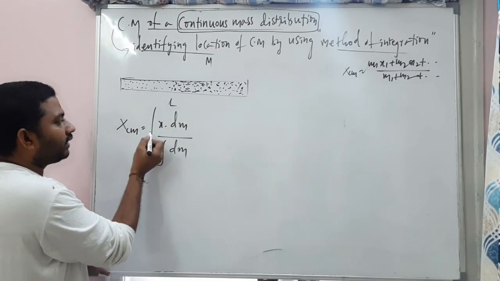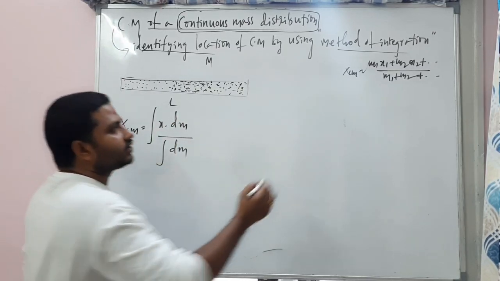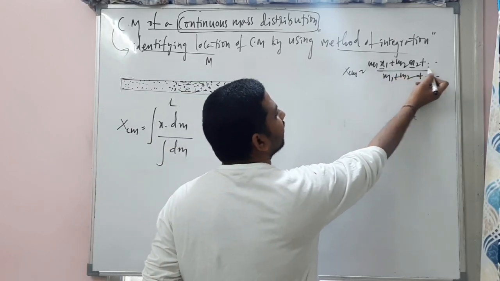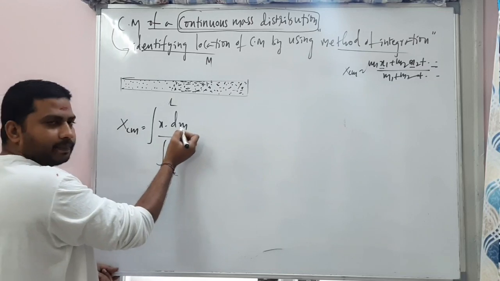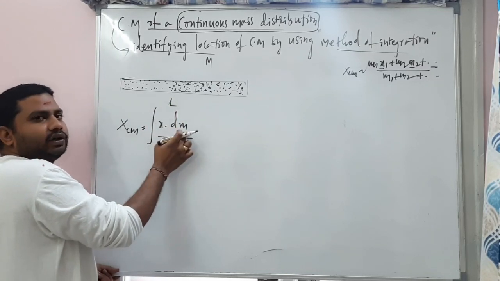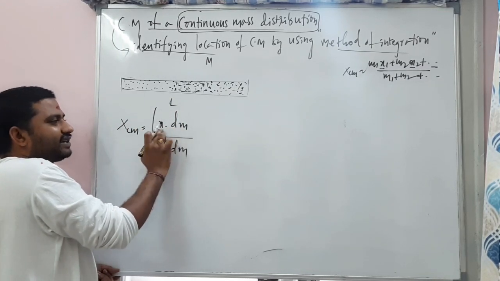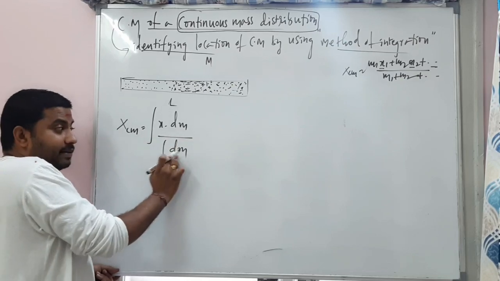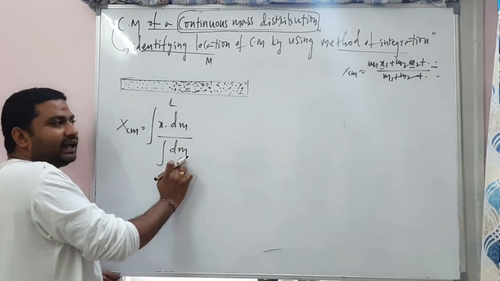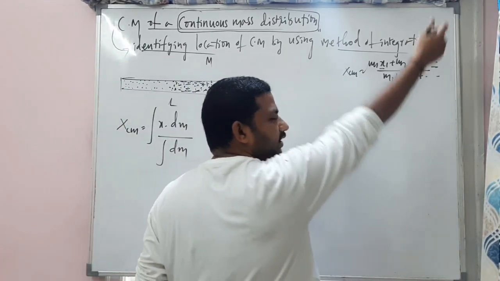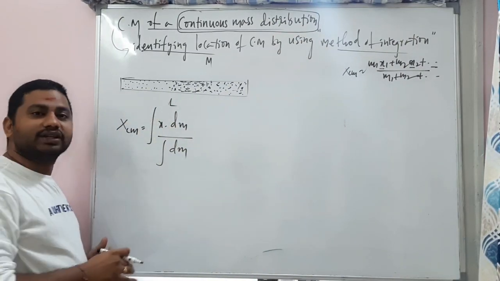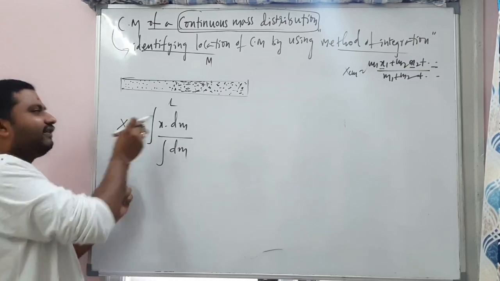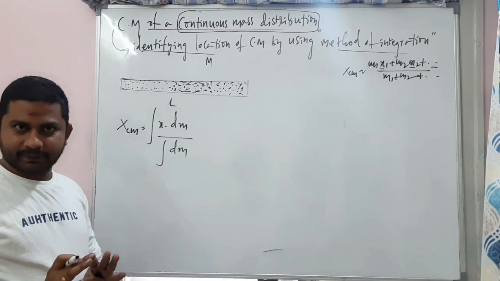So here, integral x into dm. The summation of the complete masses and x here, and here the summation of the complete masses: m1 plus m2 plus m3 and so on, integration. This is the easy way to remember this equation. There is a derivation behind this, but it's not required for us.